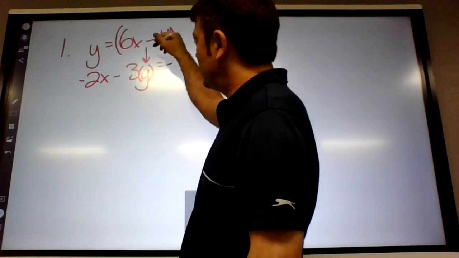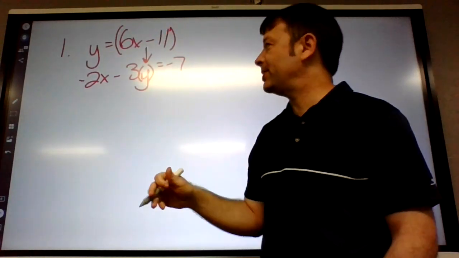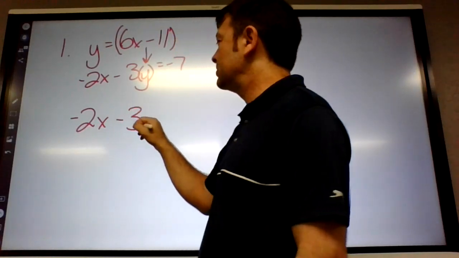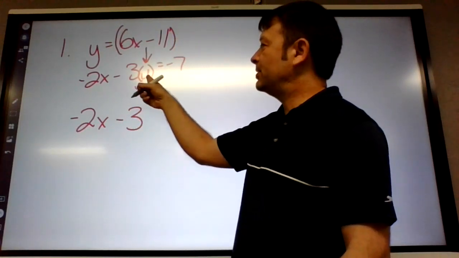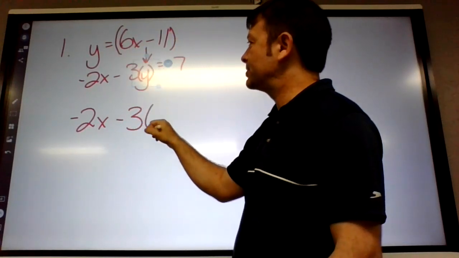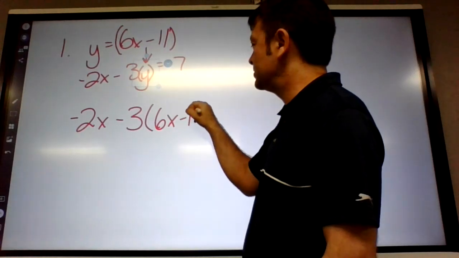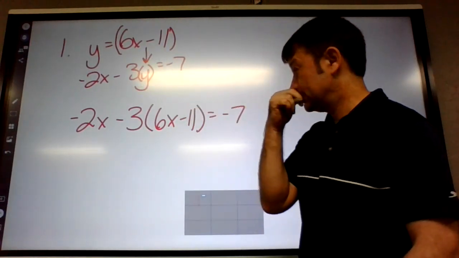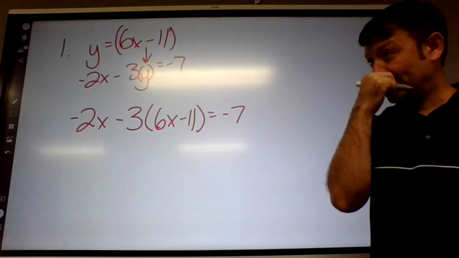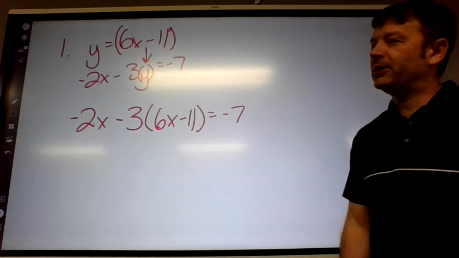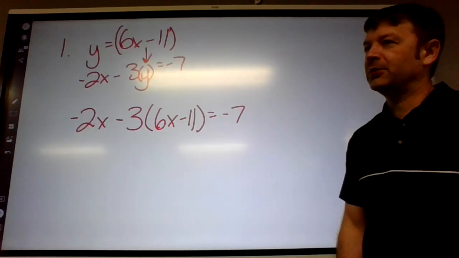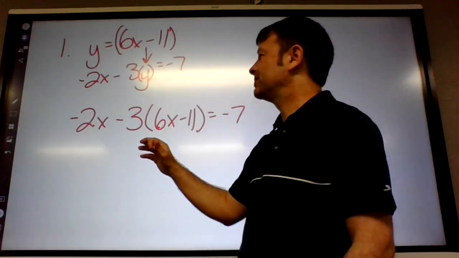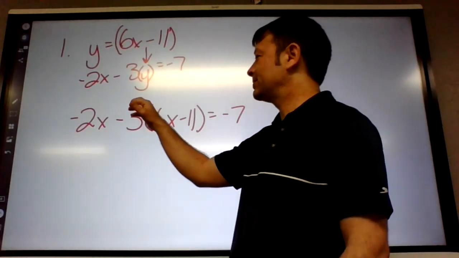So I'm going to rewrite the second equation as negative 2x minus 3. It's 3 times y, so it'll be 3 times 6x minus 11 equals negative. And that's all we have to do? Well, this is number 1. It does get a little bit harder. We do it to solve it though? Yes, of course. So what would come next?